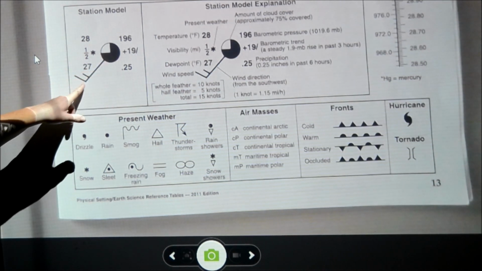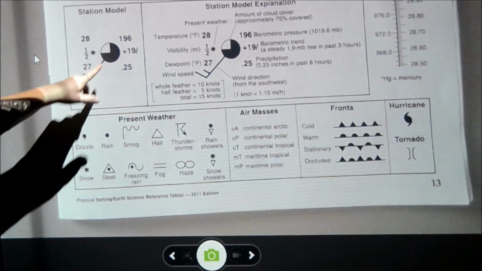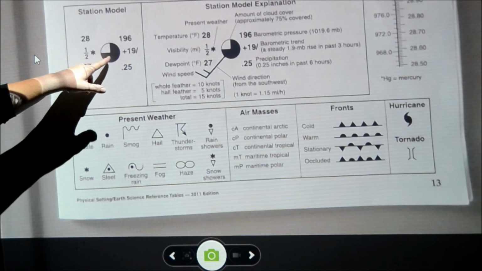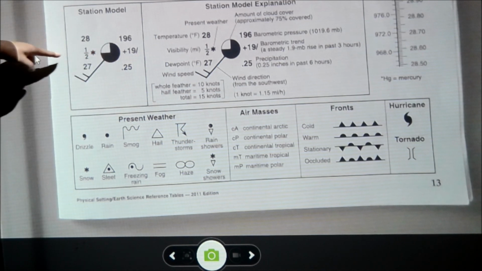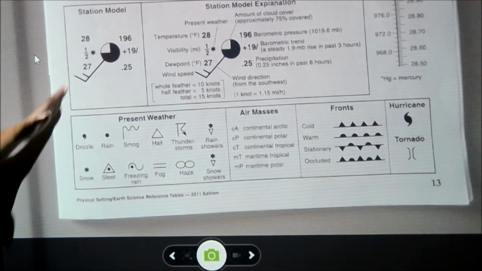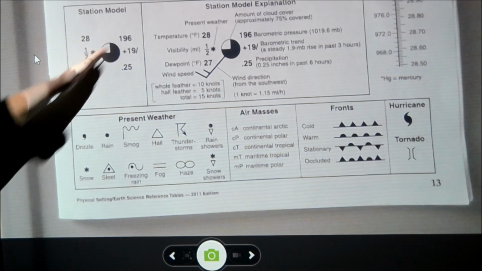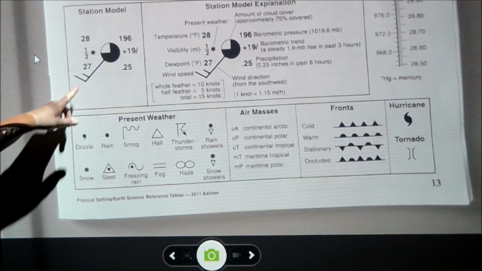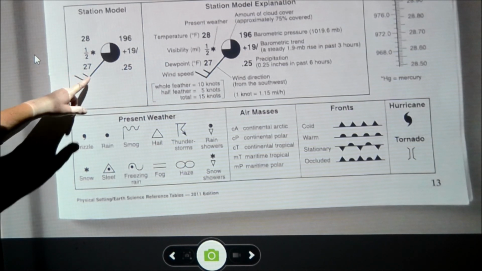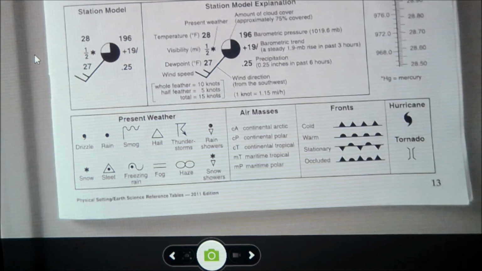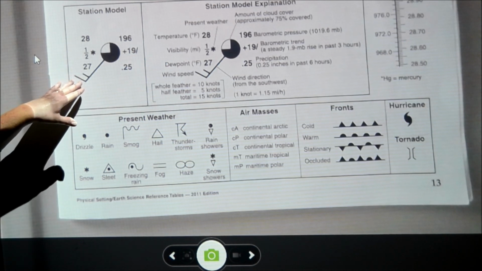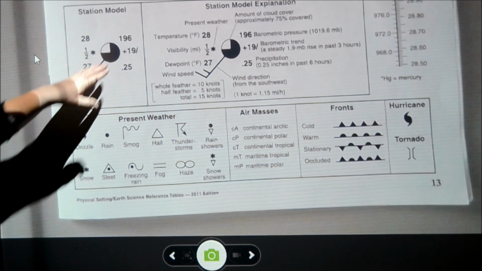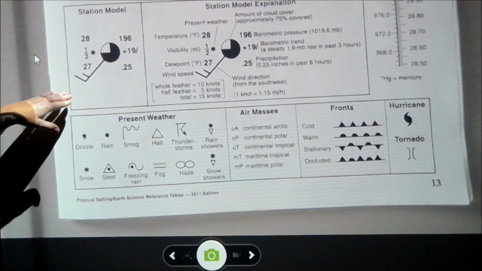The shaft shows me my wind direction. Wind is where it's coming from, not going to. So here's my west, here's my south, and in between is southwest, so my wind is coming from the southwest. These are called feathers. The long feather is 10 knots, the short feather is 5 knots. So you add them together: 10 plus 5 is 15 knots. So my wind is coming from the southwest at 15 knots.